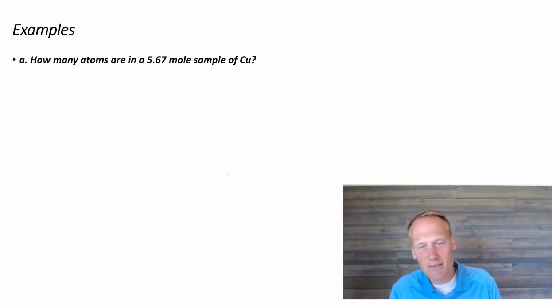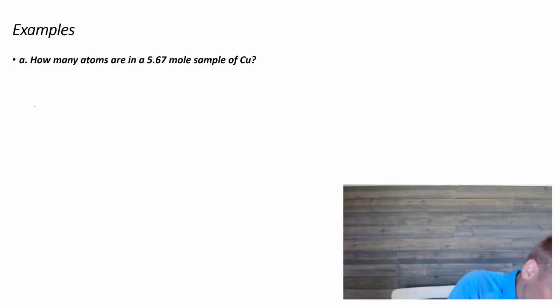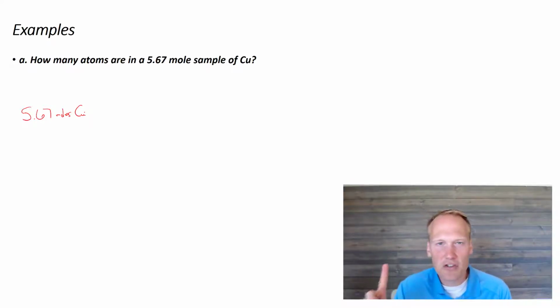So let's take a look at a math problem. Once again, this is simply dimensional analysis. You've already learned how to do this. The units are just not as familiar to you. So what's the first thing we do with a dimensional analysis problem? Write down the given. We have 5.67 moles of copper. Get in the habit now of including the unit, moles, and the substance, copper.